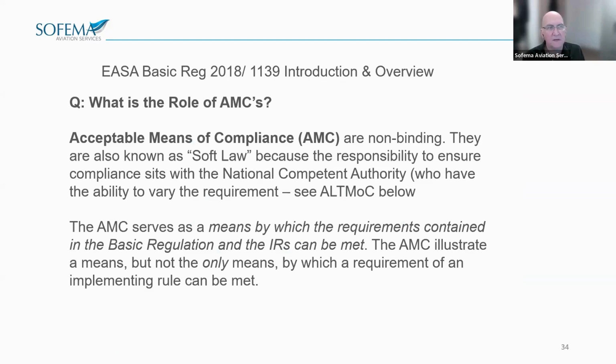So the AMC serves as a means by which the requirements contained in the basic regulations and implementing rules can be met. So the AMC illustrate a means, but not the only means, by which a requirement of an implementing rule can be met. So the means of compliance may be by the establishment of management systems and processes, by implementing controls, quality and oversight systems, by provision of operational data, or by carrying out a standard test, and numerous other methods depending on the nature of the activity being carried out and being regulated.